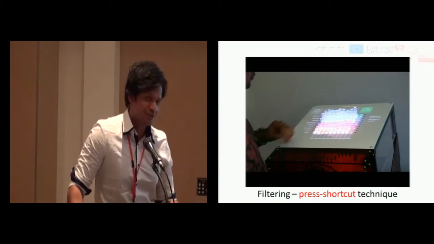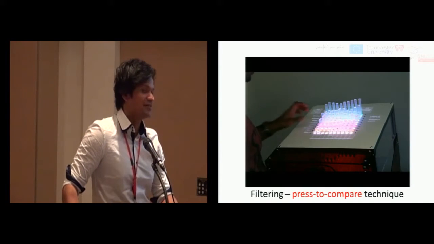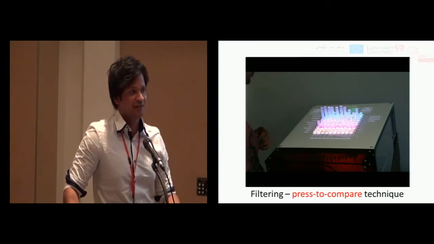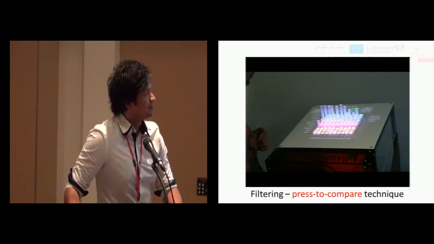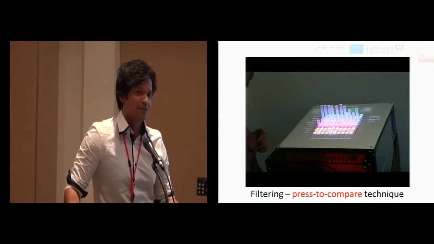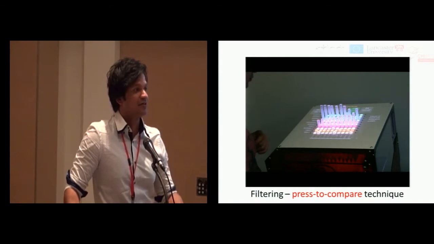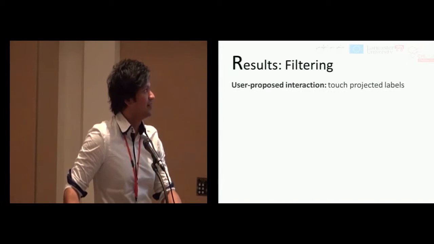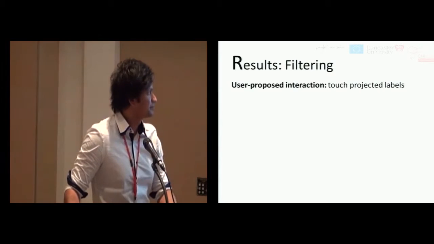We also looked at the press shortcut technique, where if you want to hide single rows, you press the bar at the end, and that hides away that particular row. Finally, we looked at the press to compare technique, where if you just want to compare 2 rows and hide the rest away, you press down on a bar in each of those 2 rows, and then they stay up and the rest is hidden away.